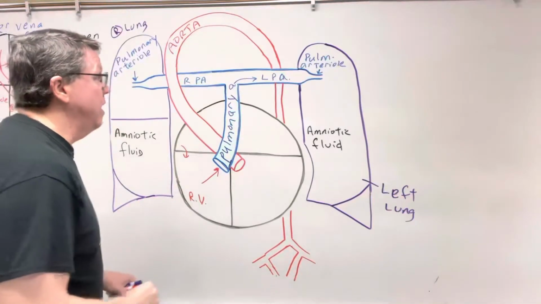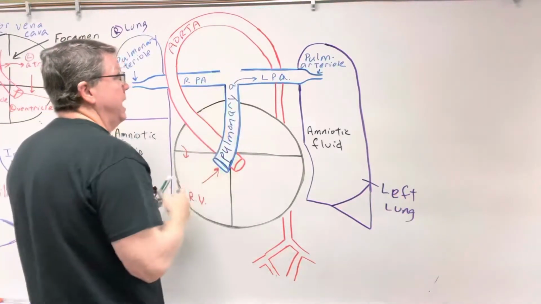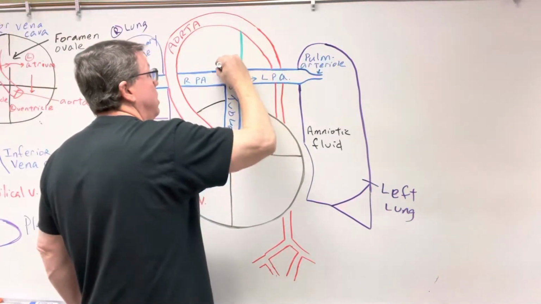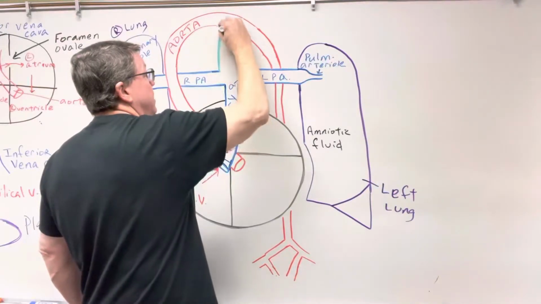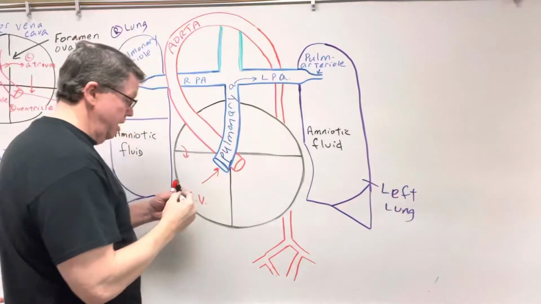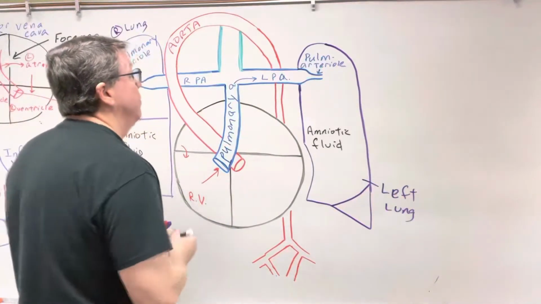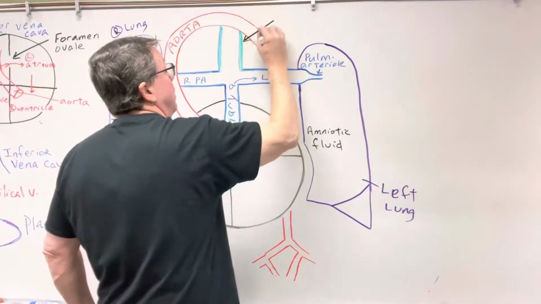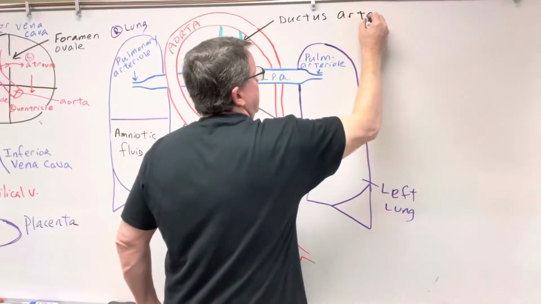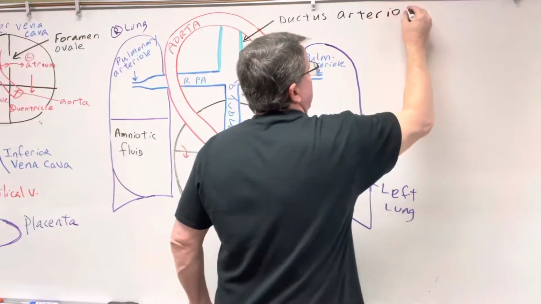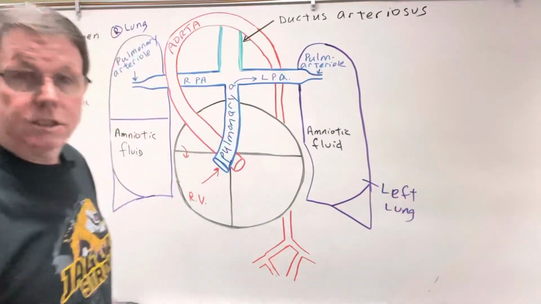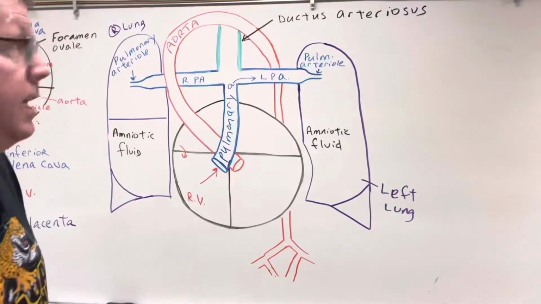So here's what's going to happen. During embryonic development, the body forms something called the ductus arteriosus. Now I'm making this look like it's huge. This is just another small shunt that's there. And like I said, we're going to call this the ductus arteriosus. Okay, that's going to be the ductus arteriosus. And like I said, that's just a little opening.